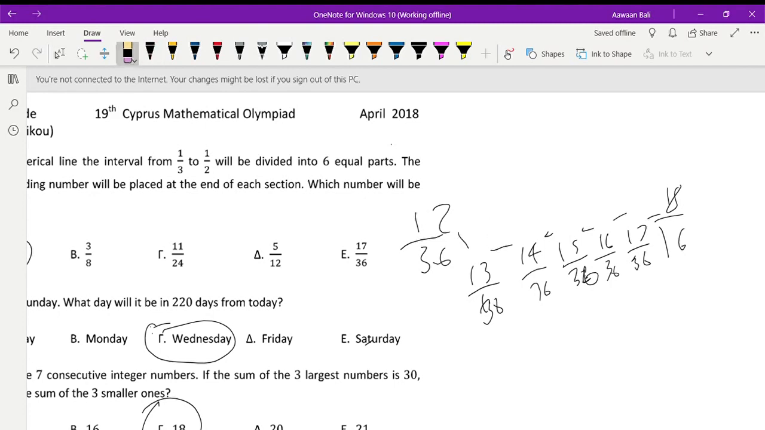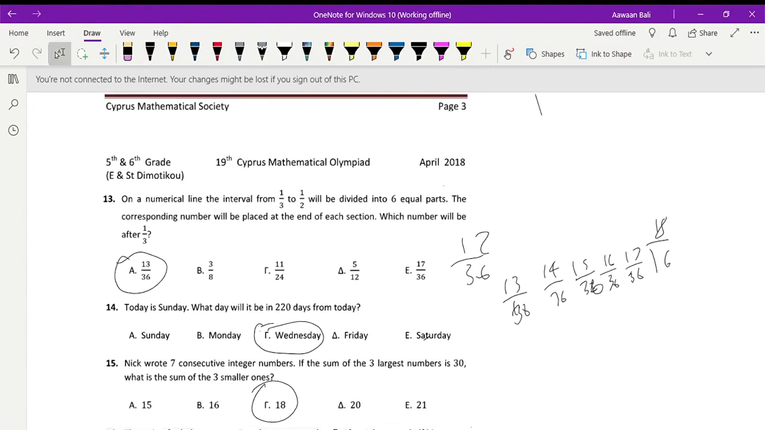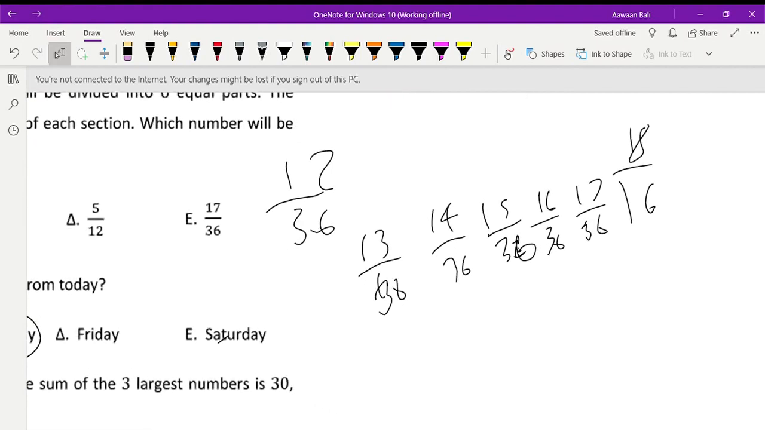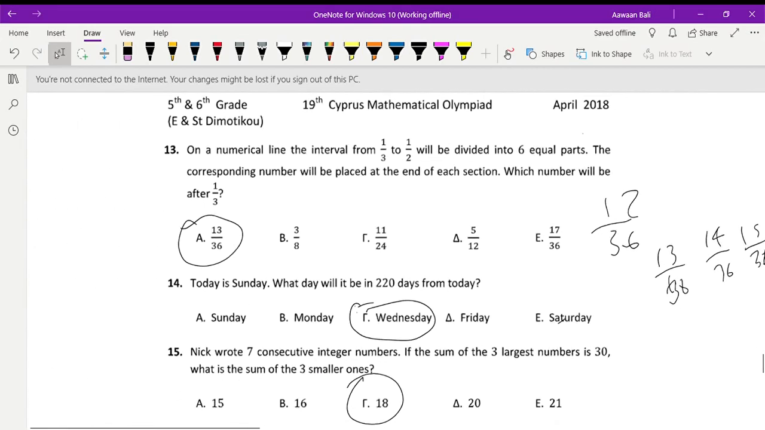So basically, it's 6 spaces in total, and there are 6 sections. So which number will be after a third? A third in this case is 12 upon 36. So after that, 13 upon 36. Therefore, the answer is alpha.